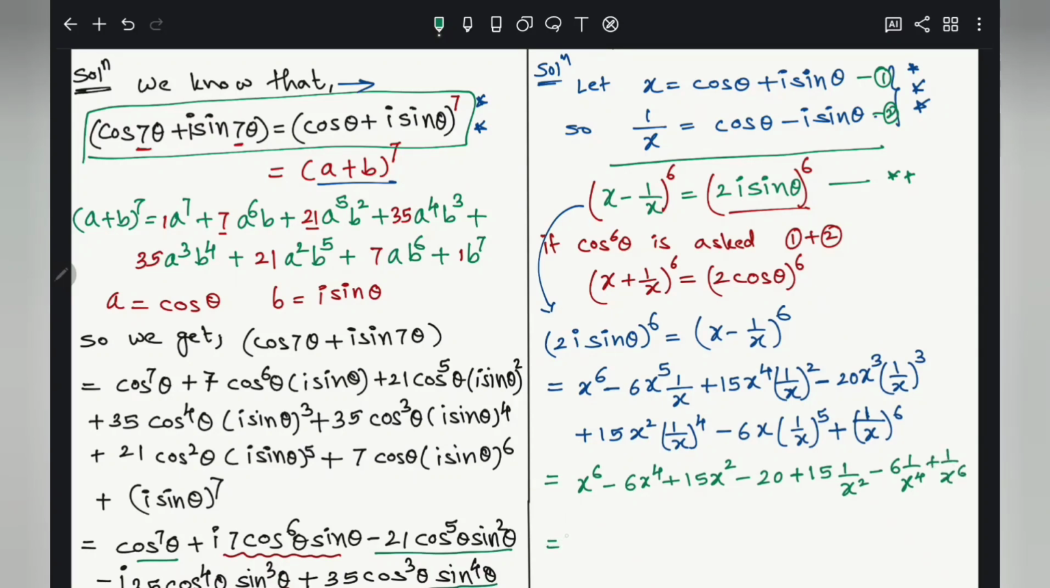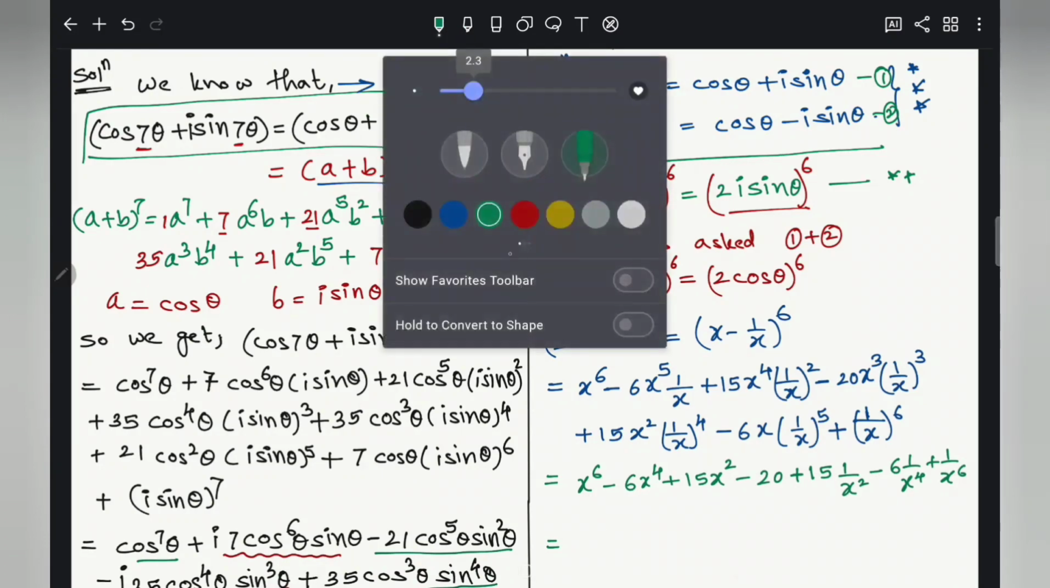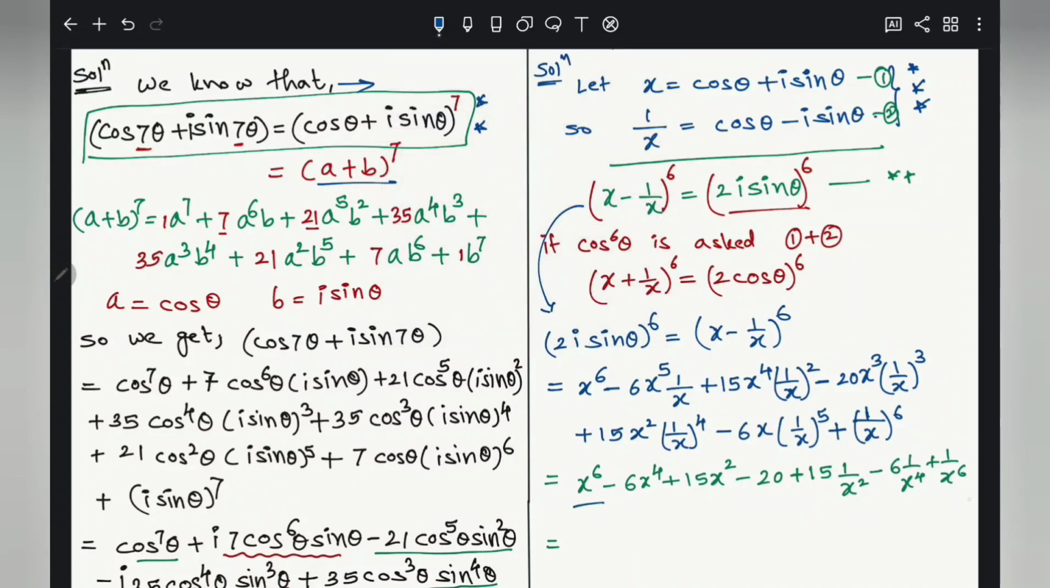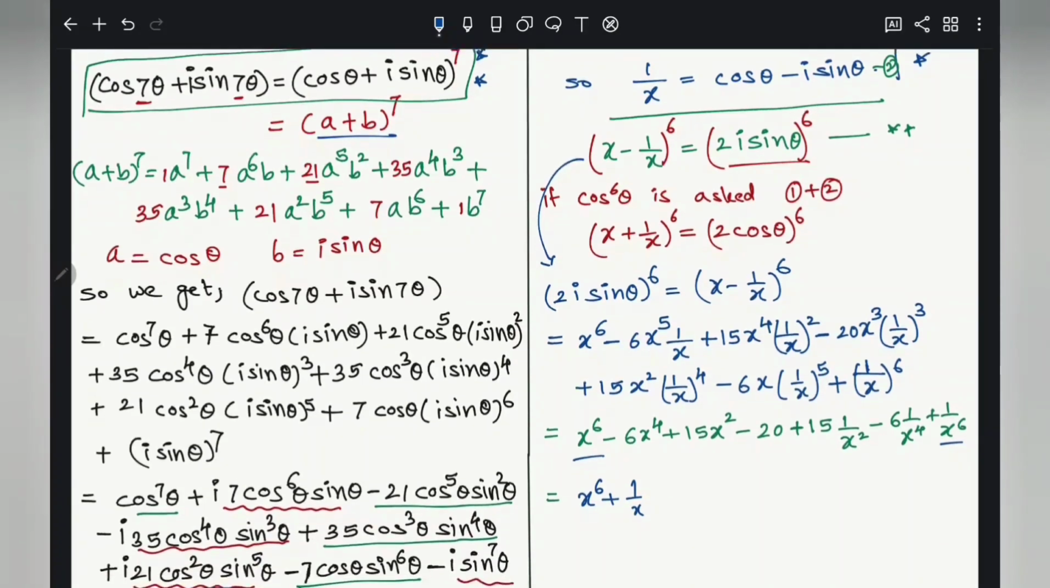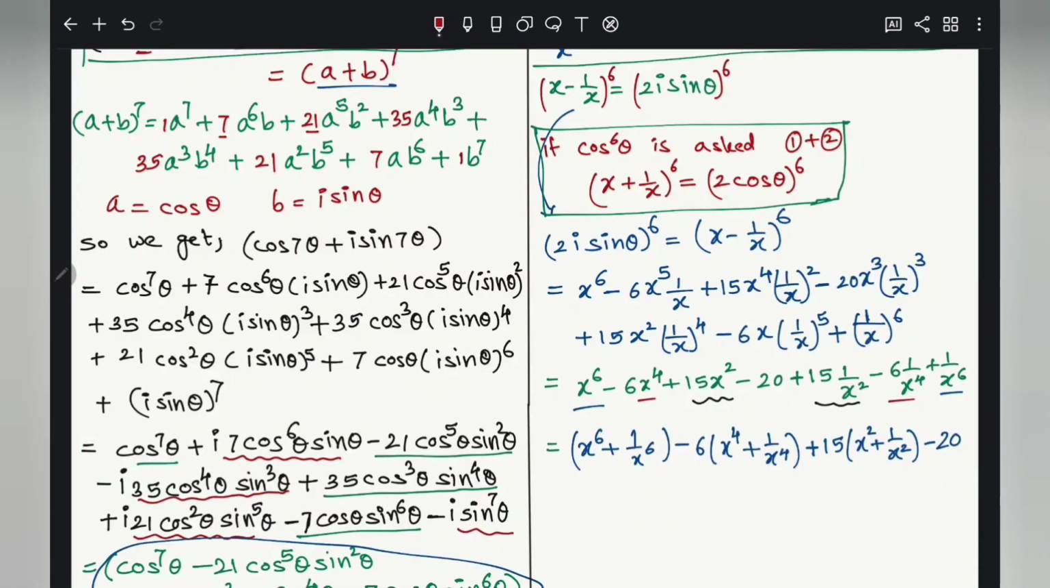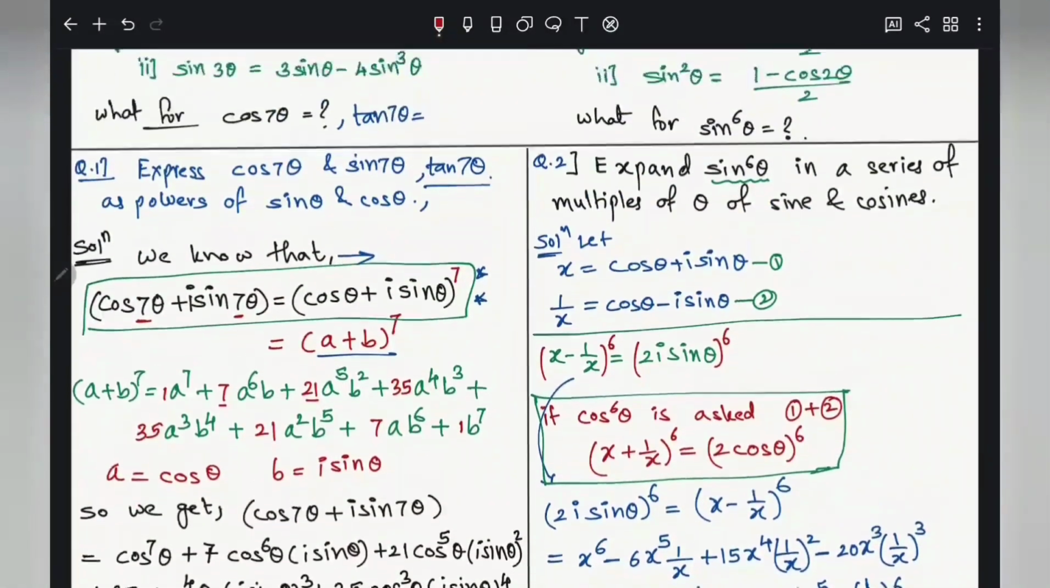What is the next thing we have to do? Now we have to collect the similar terms. Okay, so here if you see this and this, similar means similar power terms, we have to take them together. So I will do that. So look here, I have collected the similar power terms here, and now is the important step. So here is the important step that we have to do now.